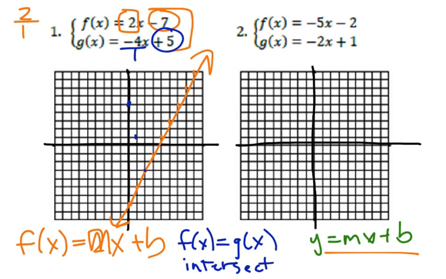And we're looking for the place where they're equal, so where they intersect. That's what the f of x equals g of x. Where do they equal each other? Right there at that point, which is 2, -3. So that's where they're the same.